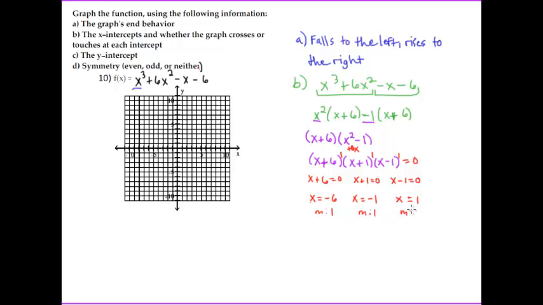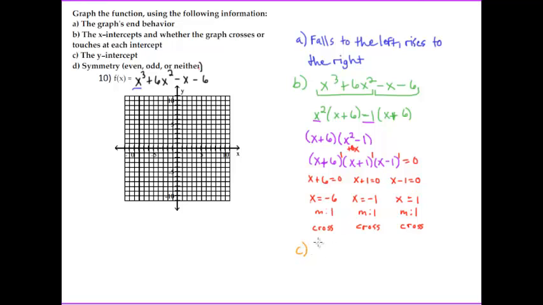And the reason that's helpful to us is odd multiplicities tell us that the graph crosses the x-axis at that point. Even multiplicities tell us where the graph just touches the x-axis and then bounces back. So at all 3 of these points, we're going to cross.